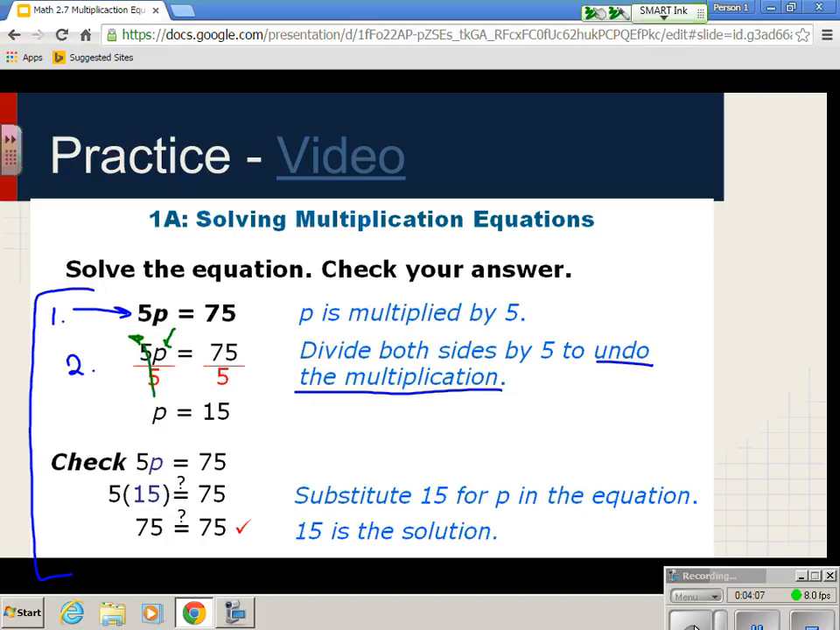The 5's cancel out, and you leave the p alone down here. And what you do to one side, you got to do to the other. And 5 goes into 75, use your fingers and toes, 15 times.